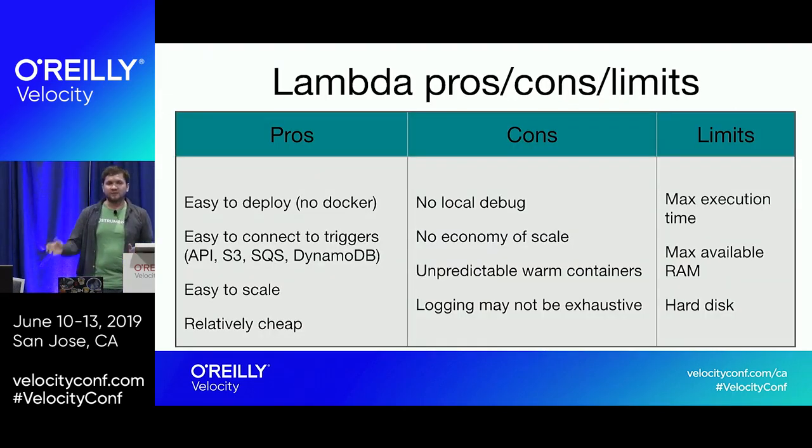So some pros, cons, and limits about Lambda. It's very easy to deploy, no Docker knowledge required. Very easy to connect to other AWS infrastructure. Very scalable, you don't need to worry about that. And it's relatively cheap. There are some issues though.